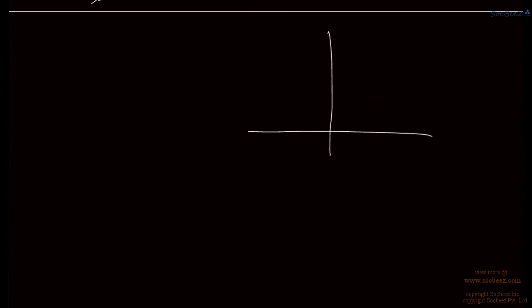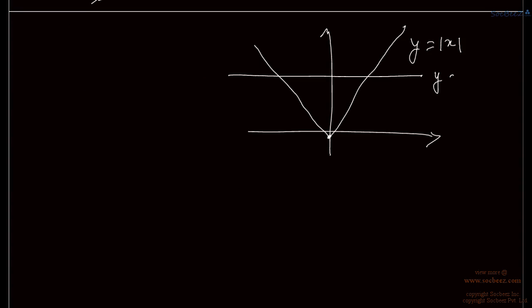So let us draw the coordinate system. This is y is equal to mod x and this is y is equal to 1. So we have these coordinate points at 0 0, 1 1 and minus 1 1, right? Okay, so we have this triangle. We have to find the incenter of the triangle.